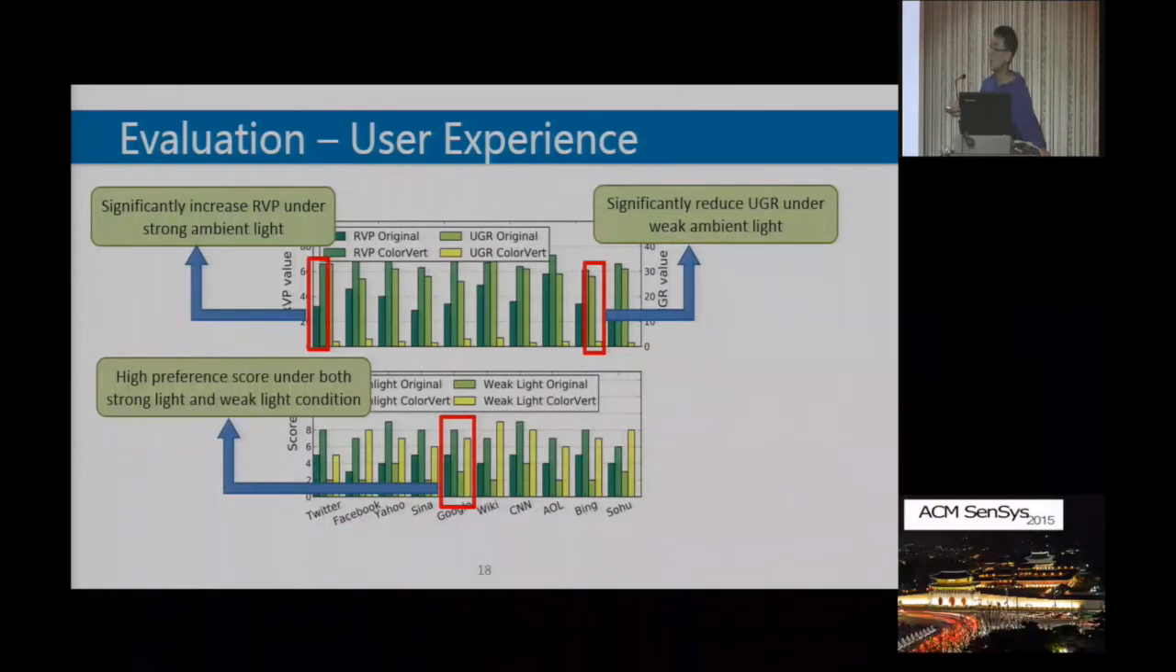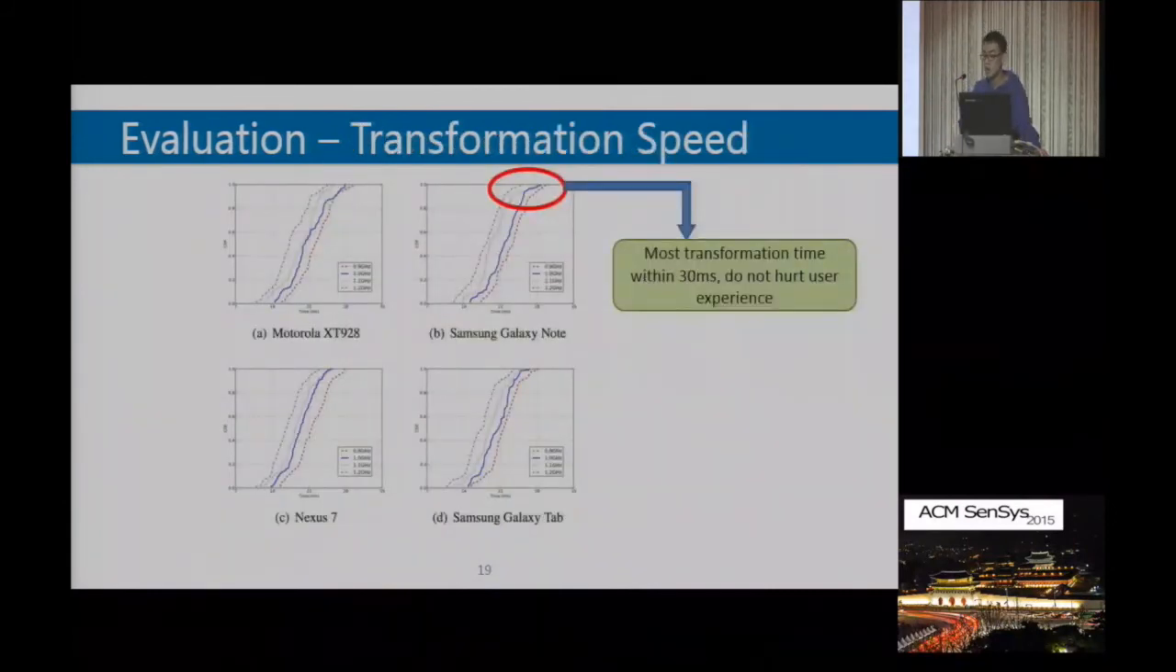So this is the evaluation part, and we also did some evaluation on its transforming speed to further prove ColorVert's practicality. We did this experiment on four popular smartphones, and we found that most transformations take within 30 milliseconds. And it doesn't hurt user experience because it's done in such a short duration.